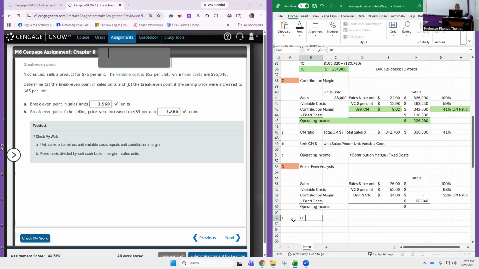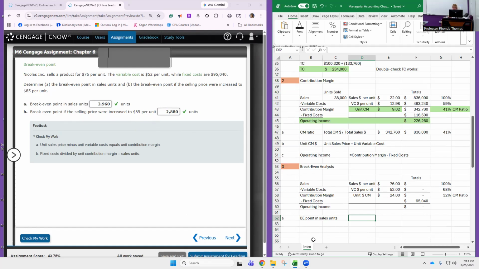Break-even point in sales dollars. So, in sales units, sorry, break-even point in sales units. How many units? Okay, we're going to find that. And then the other one is the break-even point if the selling price were increased to $85, and we'll do that with a whole new deal here.